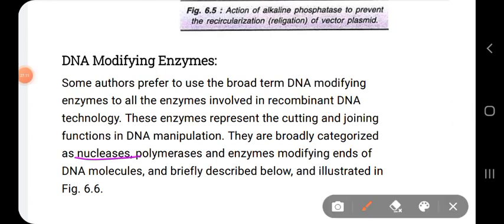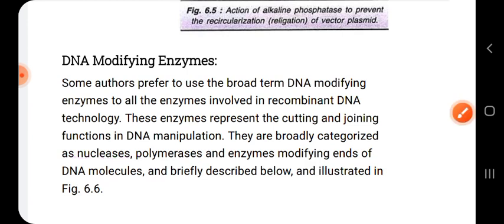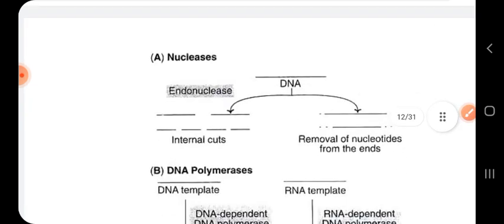Nuclease, as the name suggests, cuts the nucleic acid. Now where are they cutting? Endonuclease cuts inside, or exonuclease on the outer side. Polymerase, as you know, catalyzes the formation of DNA. And enzymes modifying the ends of the DNA molecule, so that unwanted ligation does not occur, or some component we add, like methyl groups, maybe for easy identification.